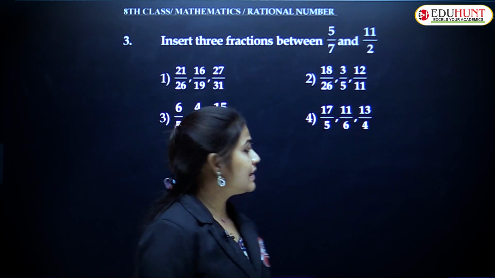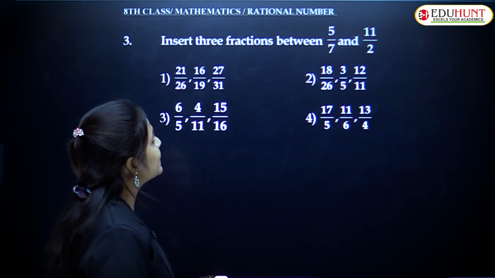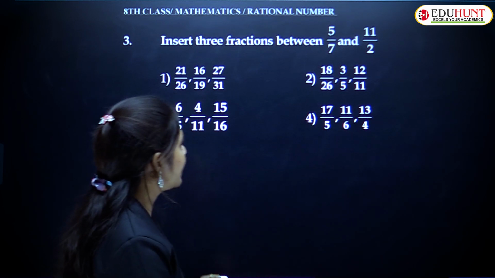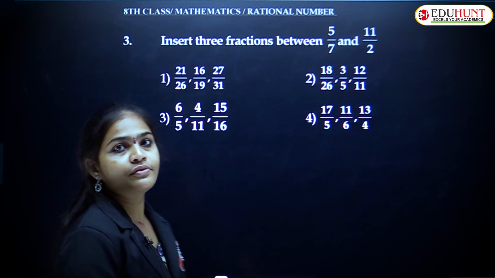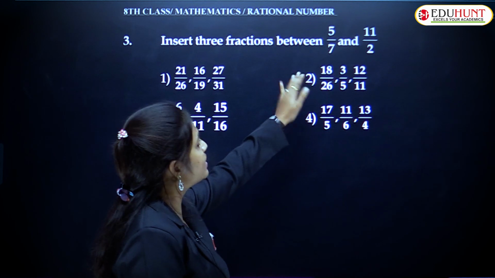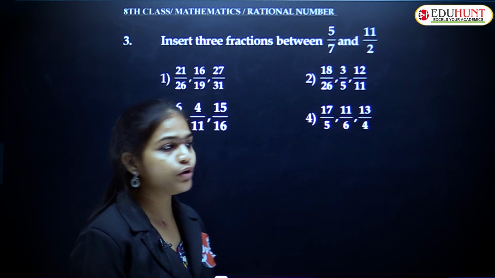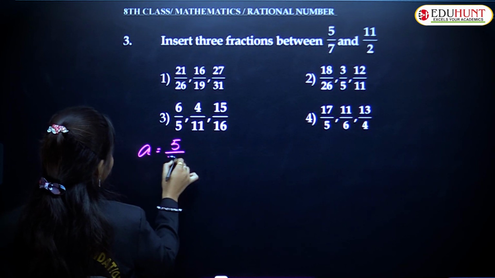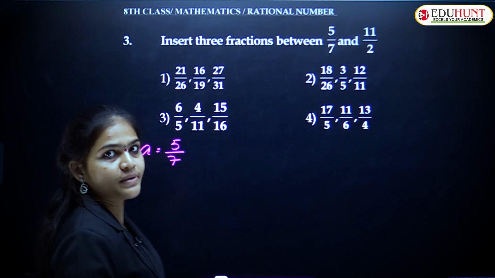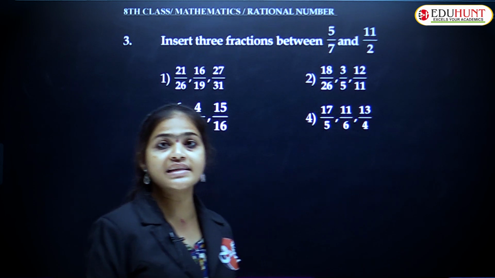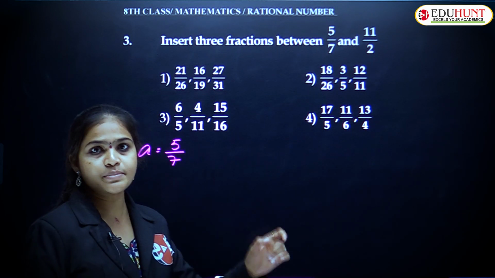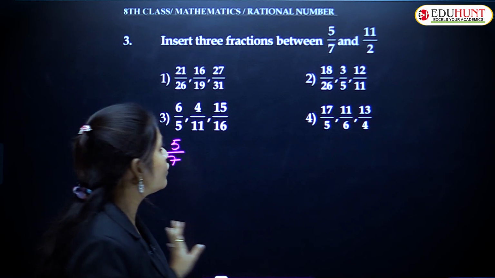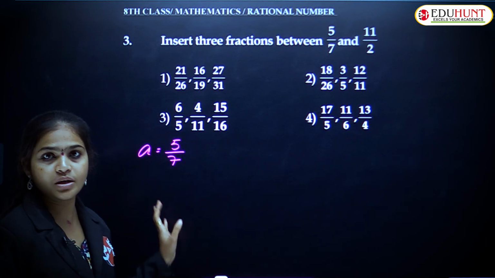So children, let us see the next question. Here, the third question: insert 3 fractions between 5 by 7 and 11 by 2. So we need to insert rational numbers in between 5 by 7 and 11 by 2. Before going to that, just take A equal to 5 by 7. Children, for this kind of question we have to use decimal forms. Depending on the decimal numbers, we can easily identify the given options. For this kind of question we have to check all the options also.